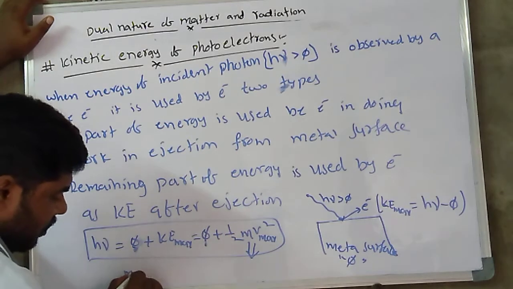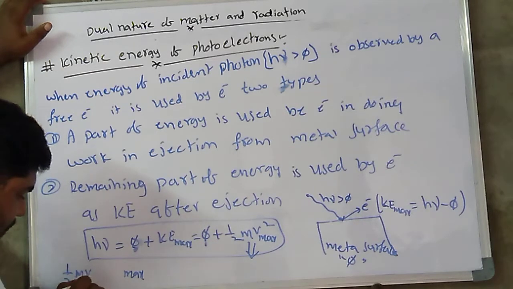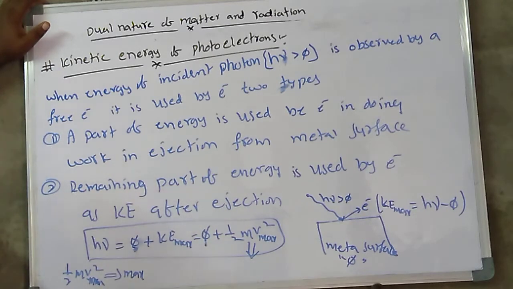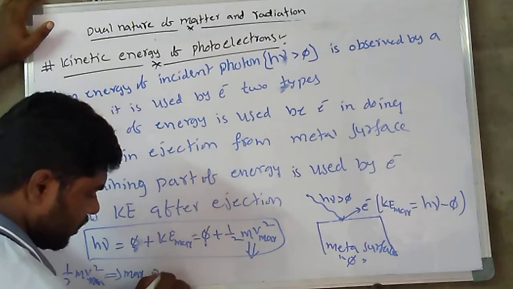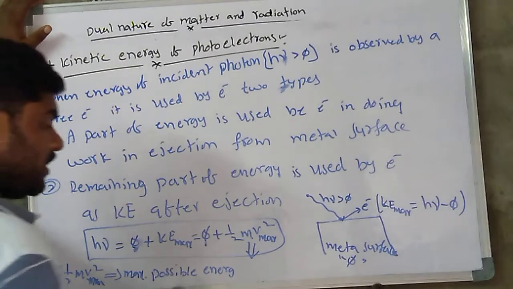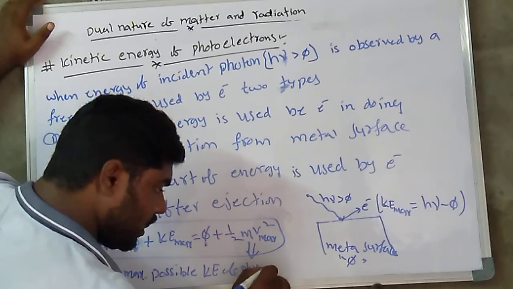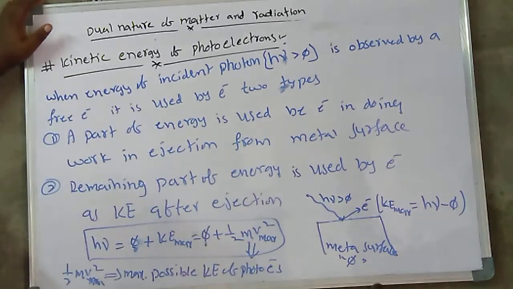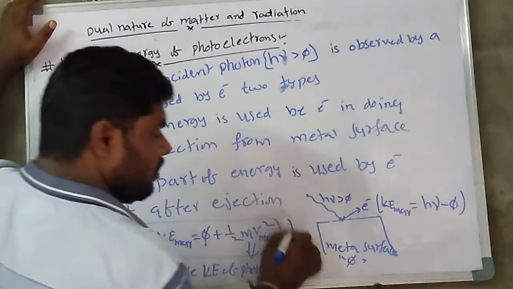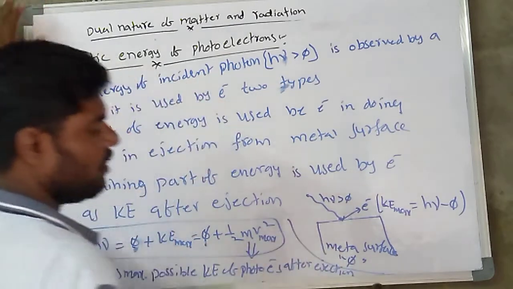Here, half m v maximum square is nothing but the maximum possible kinetic energy of photoelectrons after ejection.